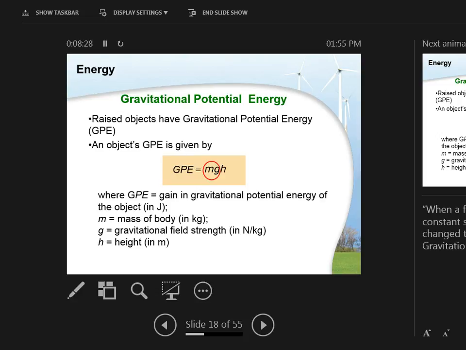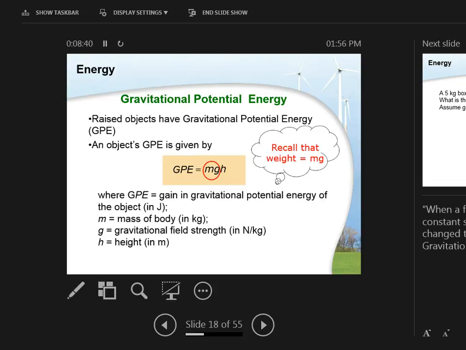Okay? What does this mg remind you of? Weight. Right? Weight is equal to mg. Okay? So what you need to know is just GPE equals mgh. Just know at the back of your mind, if they give you the mass of an object, you need to multiply by 10, then you multiply it by the height. And at the same time, when you multiply by 10, you are actually calculating the weight. Okay?